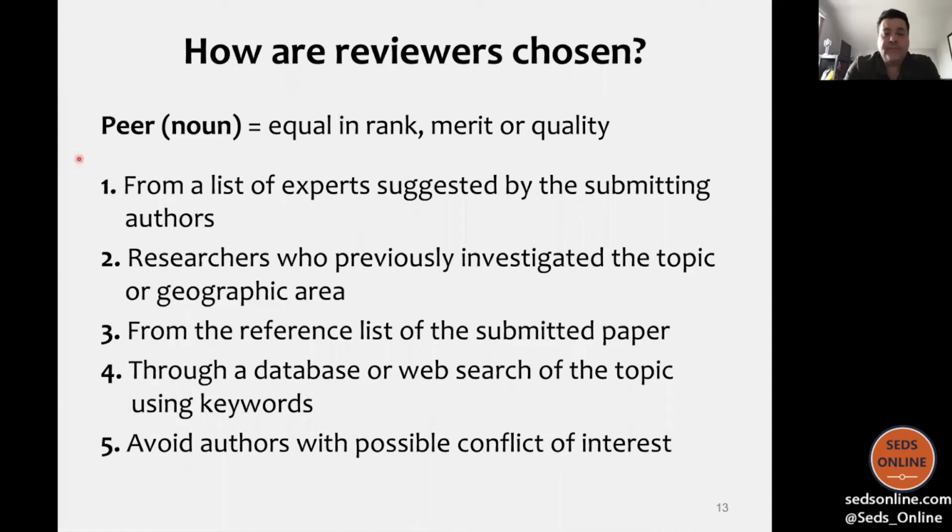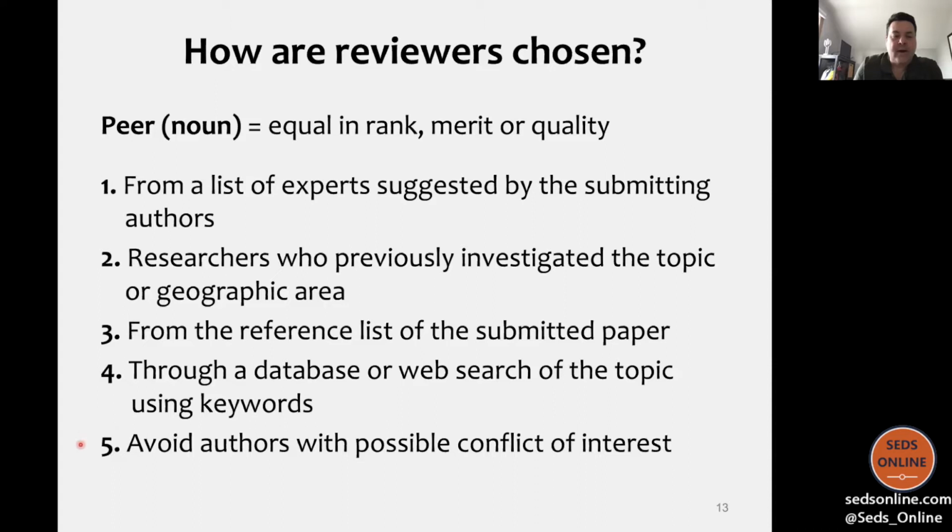From a list of experts suggested by the submitting authors. Almost all journals require this. This helps the associate editor, and in some cases the chief editor, pick professionals and experts from the field. Researchers who previously investigated the topic or geographic area. Again, another form of expertise. From the reference list of the submitted paper. This helps the associate editor and chief editor narrow that list down through a database or web search of the topic using keywords.